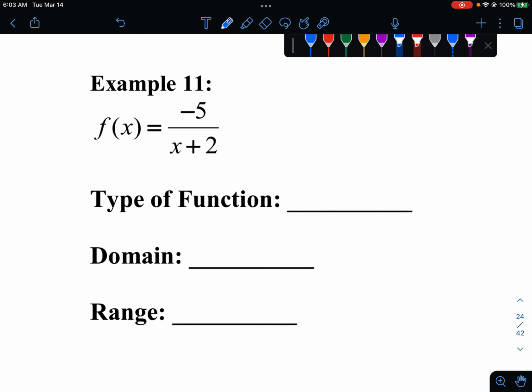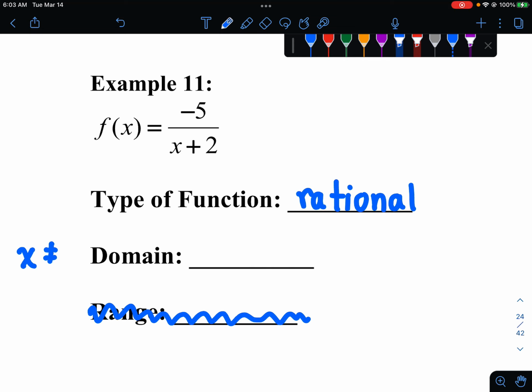Okay. Now, 11, we get something interesting. We have our rational expression. So what we want to say here is for my domain, and we're going to ignore the range. I'm not going to ask you about the range. We cannot have our x value equal -2. If I plug in -2 down there, it's going to be -5/0, which is undefined. Any value less than -2 is okay. Any value greater than -2 is okay. But -2 is not okay.